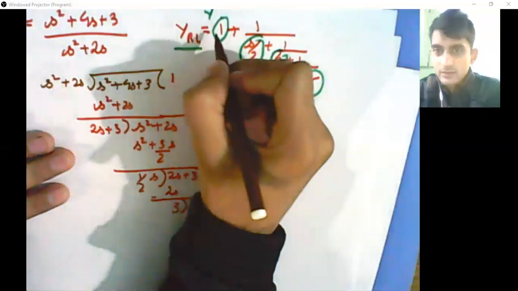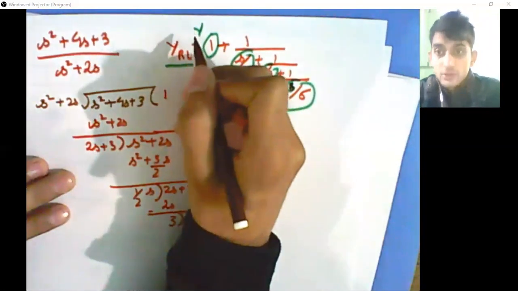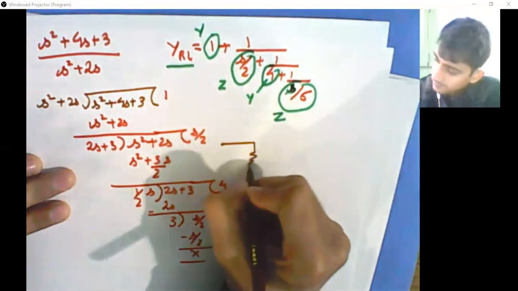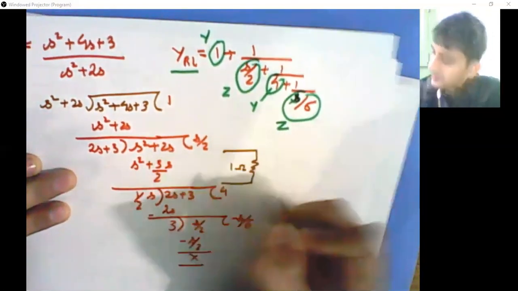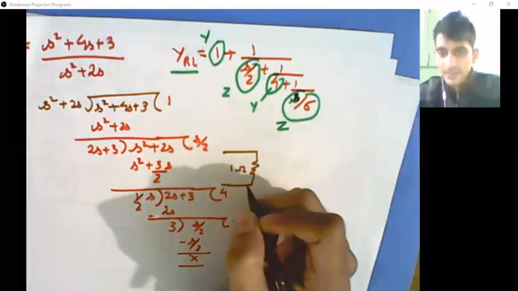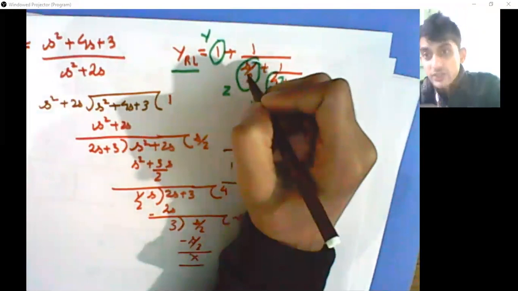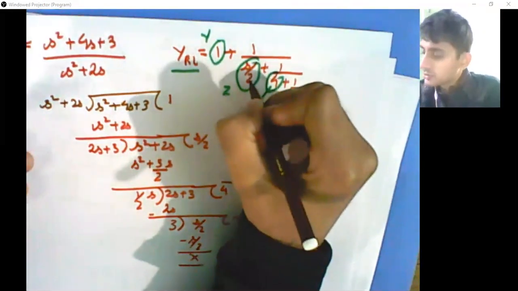I have 1 mhos of admittance, so I can write that it is actually 1 ohm of impedance also. So 1 or 1 upon 1 is same. Then you have 1 upon Z. It means in series you will have S upon 2.